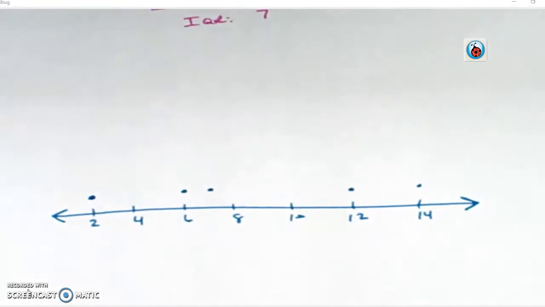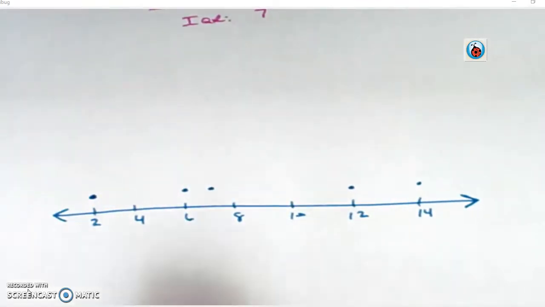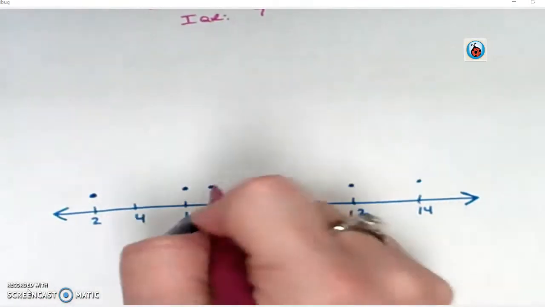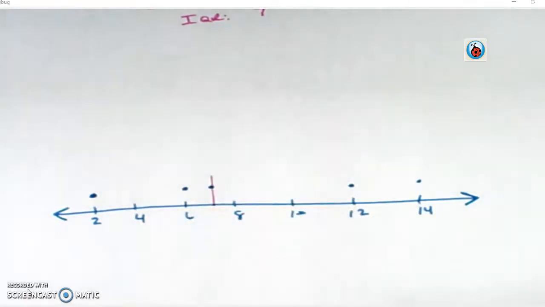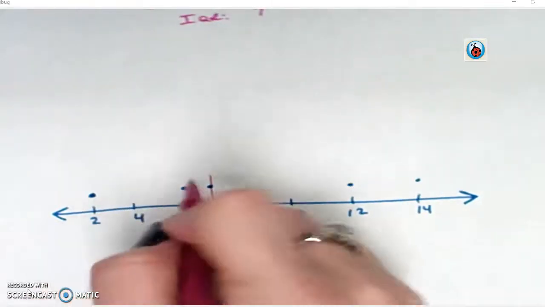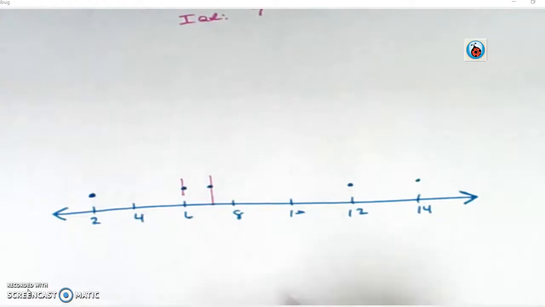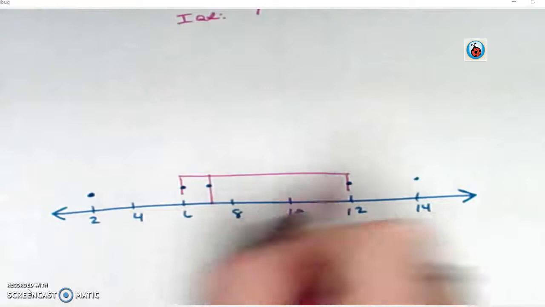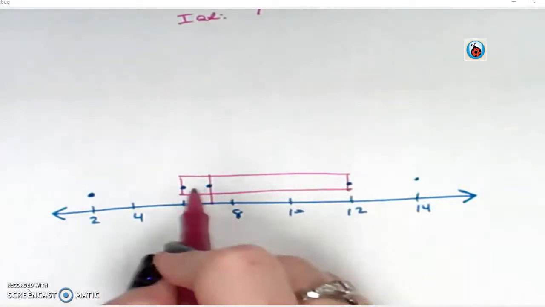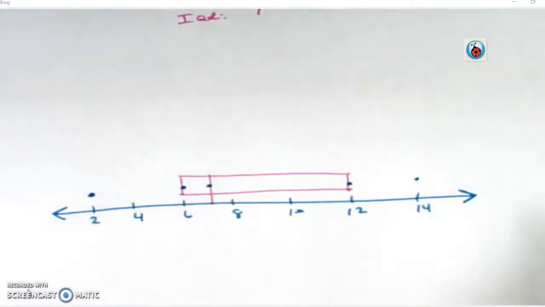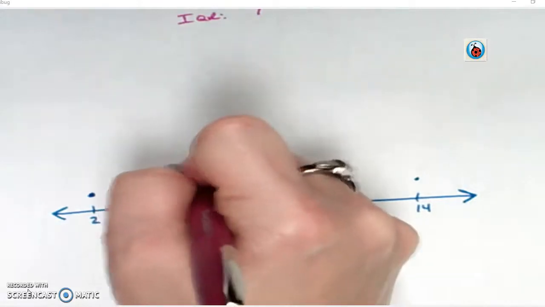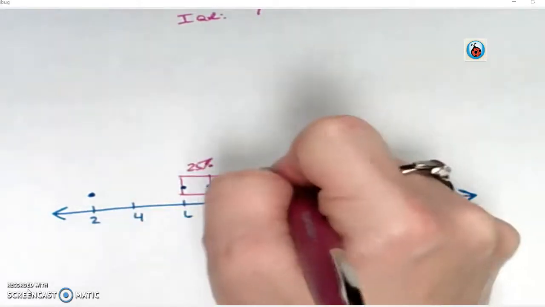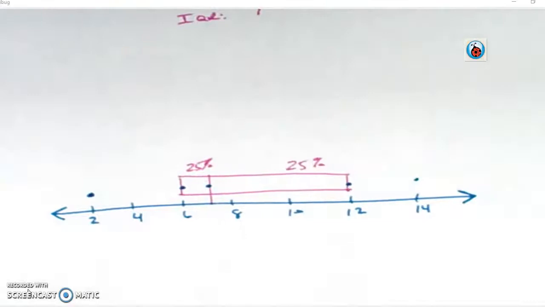Well, here, which one's going to be my median? 1, 2, 3, 4, 5. So here's my median. The middle of the front half would be here. The middle of the back half would be here. When I connect that box, it doesn't look equal, does it? But yet this is still 25% of my data, and this side is 25% of my data.